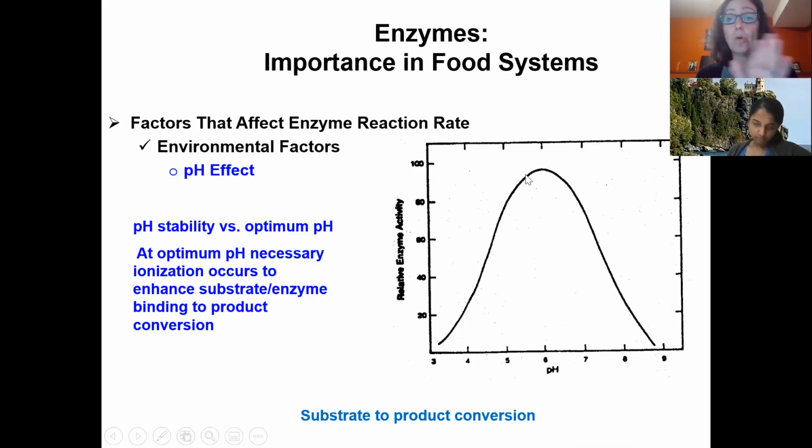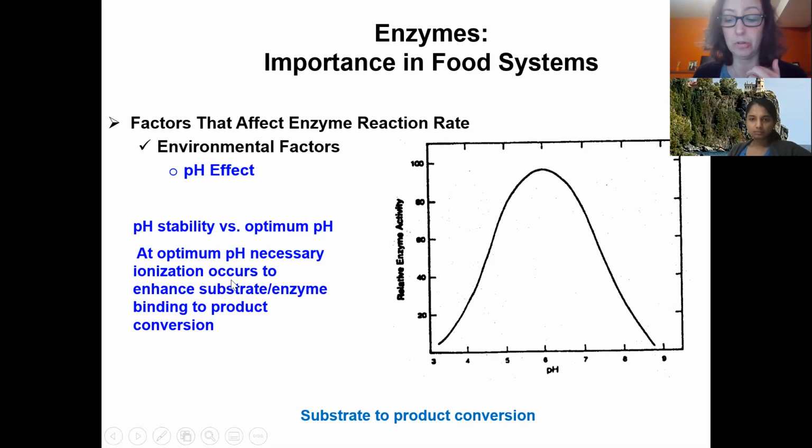Okay, so when you go away from that optimum pH, the activity decreases. Now, there is a difference, though, between optimum activity and denaturation of the enzyme. When you increase the pH a lot or decrease it a lot, the enzyme, like any protein, might be denatured and irreversibly denatured, so it won't act anymore. But then we talk about pH stability versus pH optimal.